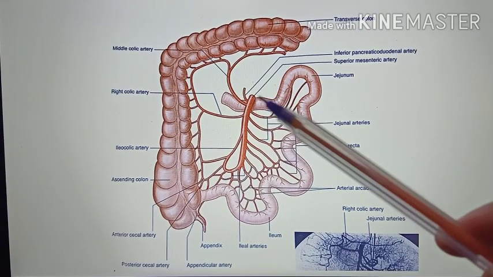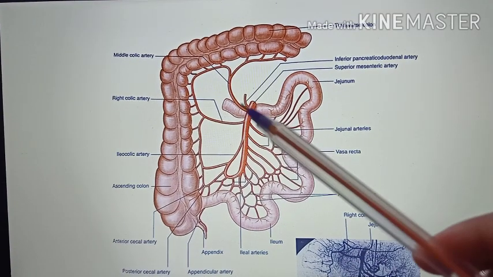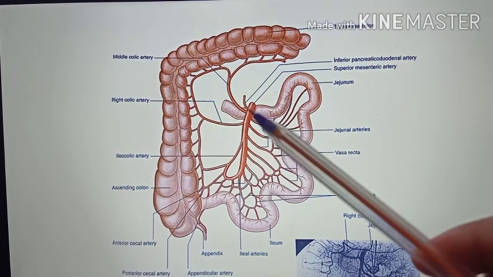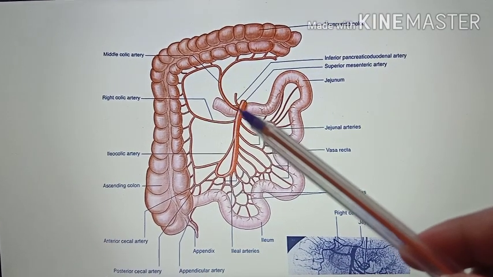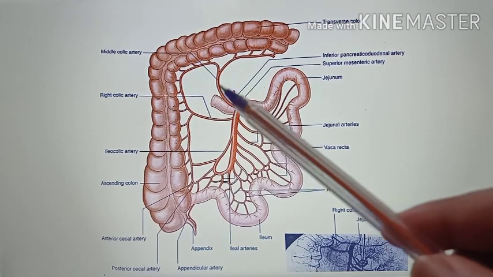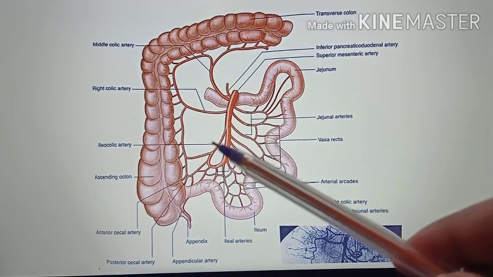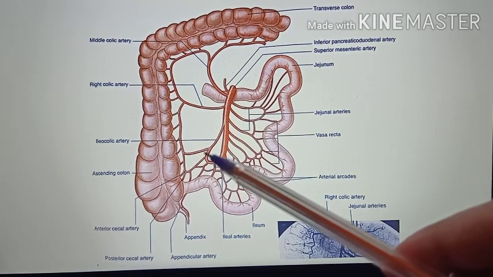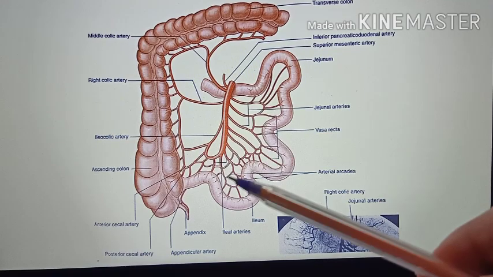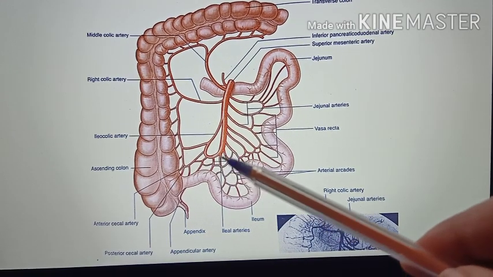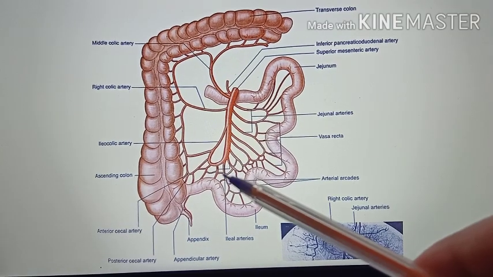So the artery is what you can see. So this is the superior mesenteric artery. The artery is what you are having here. So its branches. First is inferior pancreaticoduodenal artery. Then this is the middle colic artery. This is right colic artery. This is ileocolic artery. Then you are having many jejunal as well as ileal branches. That is around 12 to 15 jejunal and ileal branches.